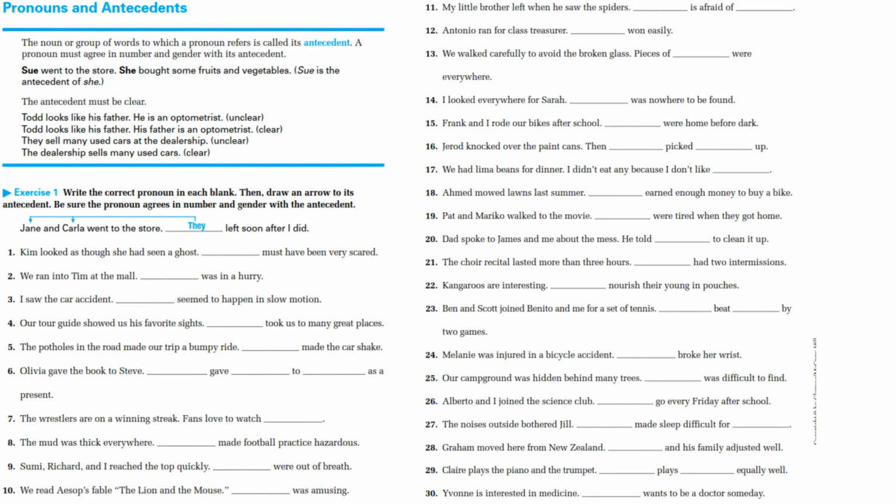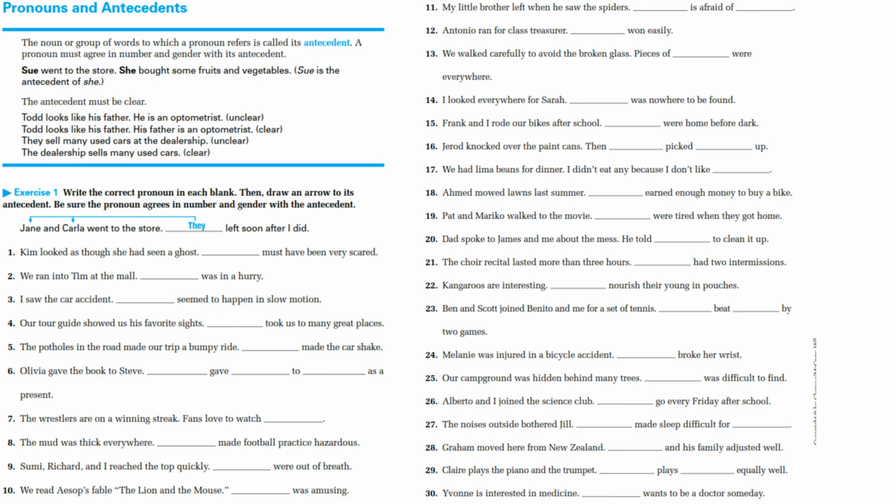Welcome back! Let's turn to page 3 for our grammar lesson on pronouns and antecedents. An antecedent is simply the noun that a pronoun is replacing. For example, in the sentence, Sue went to the store. She bought some fruits. The word Sue is the antecedent of she.